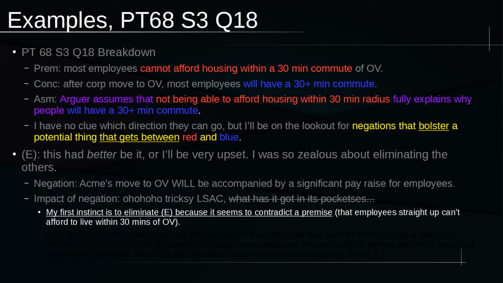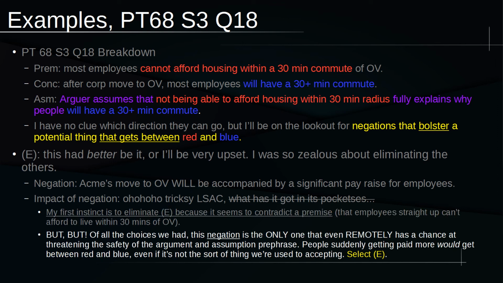So full disclosure, my first instinct actually is to also eliminate E because it seems to contradict a premise, and that premise being employees just straight up can't afford to live within 30 minutes of the new location. That's a premise, and we have been trained not to contradict premises because that's argumentative weakness. We don't want to do that.